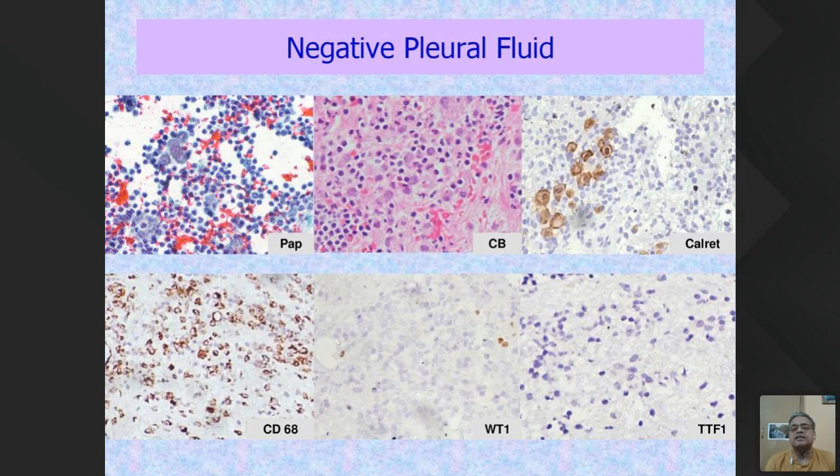If you do the calretinin, it will give you a poached egg kind of appearance, in which you have a central nucleus that is also stained, the cytoplasm is also stained, and then there is a light area in between like this. CD68 stains around half of these, that means they are all histiocytes. WT1 staining is much less, only an occasional cell here and there is coming positive. This was a pleural effusion, and we did a TTF1 because we thought it could be a carcinoma, which was negative.